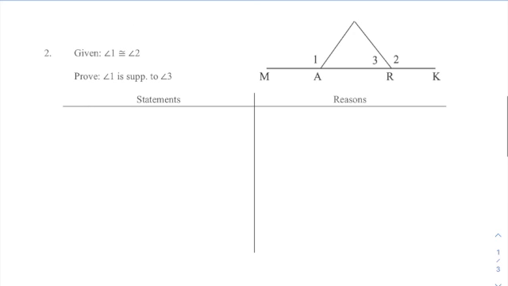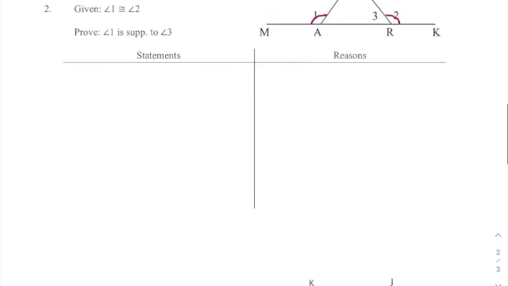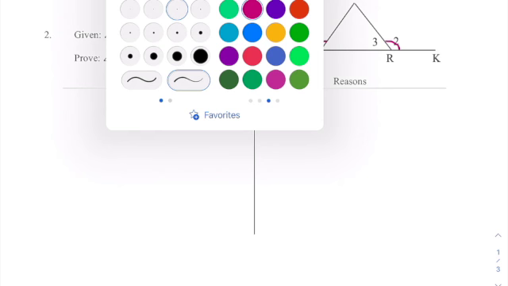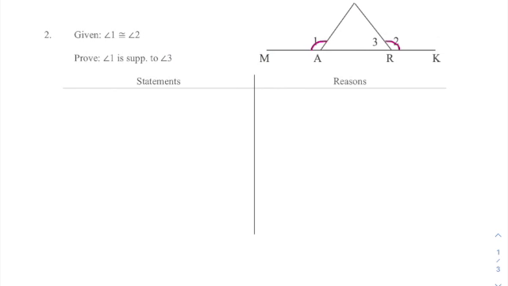So for example number 2, it says angle 1 is congruent to angle 2. So let's get in the habit of marking our diagrams. I know these two angles are congruent. Our goal is to prove that angle 1 is supplementary to angle 3. So I only have one given, so let's go ahead and add that into our proof.